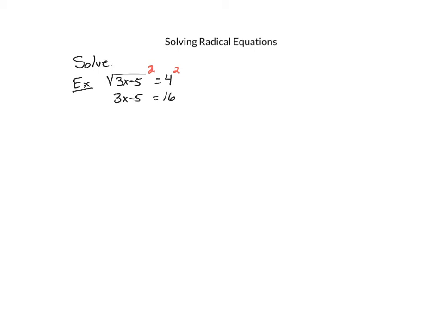And now our x is no longer underneath the square root sign. And we just have a linear equation to solve. So we add 5, divide by 3, and we get 7.